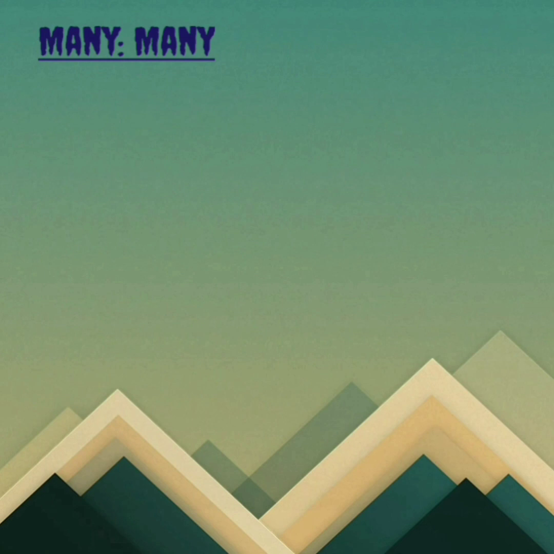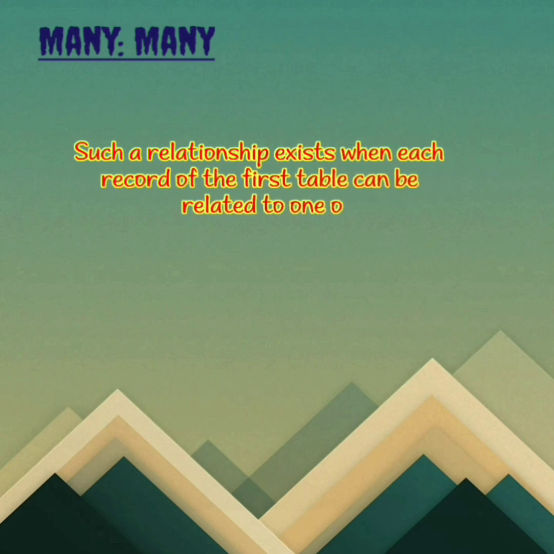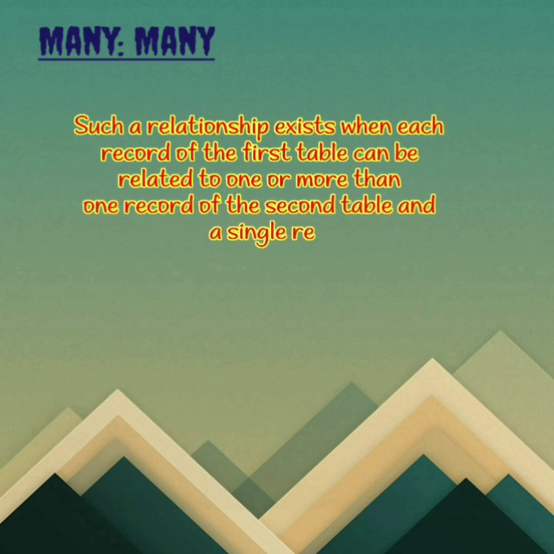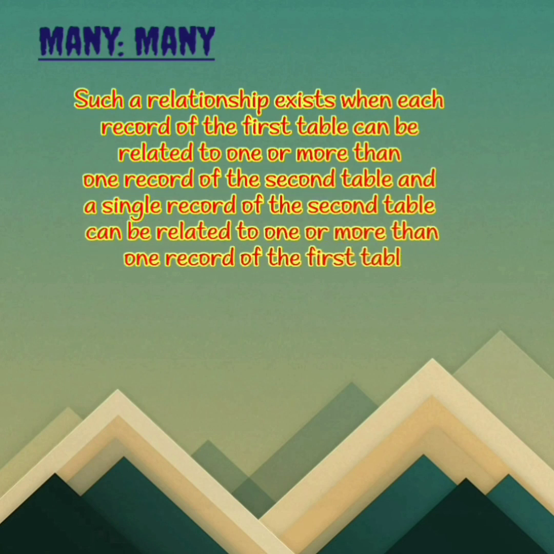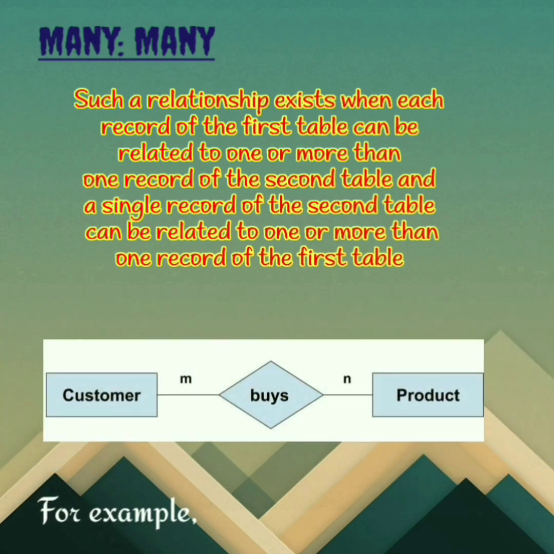Many-to-many. Such a relationship exists when each record of the first table can be related to one or more than one record of the second table, and a single record of the second table can be related to one or more than one record of the first table. For example, if there are two entity types, customer and product, then each customer can buy more than one product, and a product can be bought by many different customers.